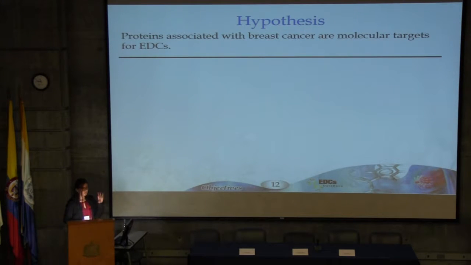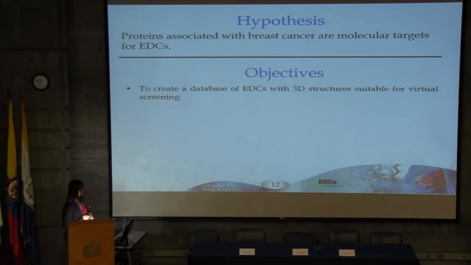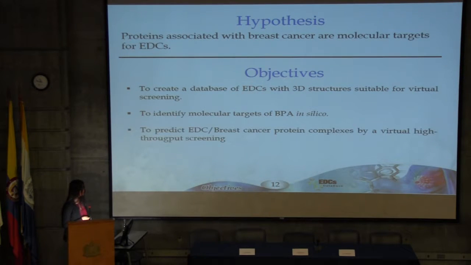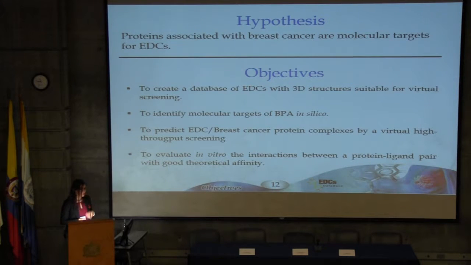The hypothesis of this work is that proteins associated with breast cancer are molecular targets of endocrine disruptors. The first objective was the construction of the endocrine disrupting chemicals database. The second one was identifying molecular targets for BPA in silico, and the third one was to predict breast cancer proteins with endocrine disruptors by virtual high throughput screening. Also, validation of these results was made using spectroscopic techniques in vitro.